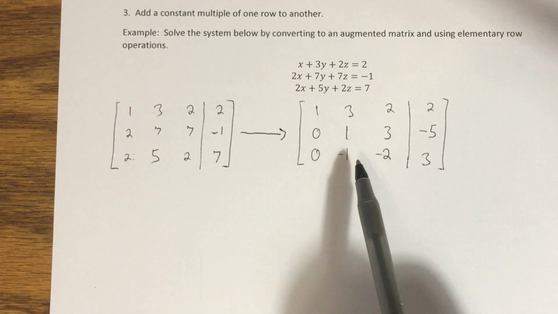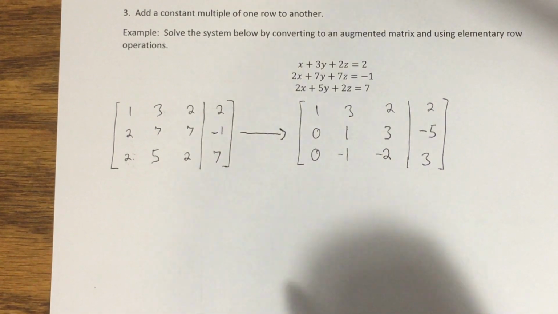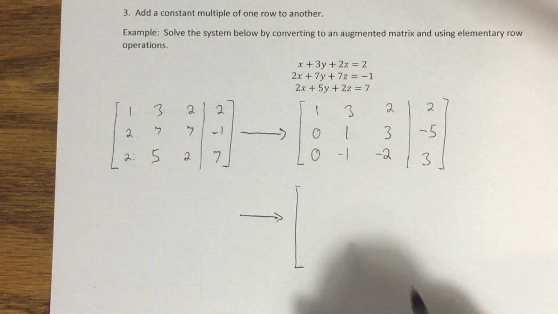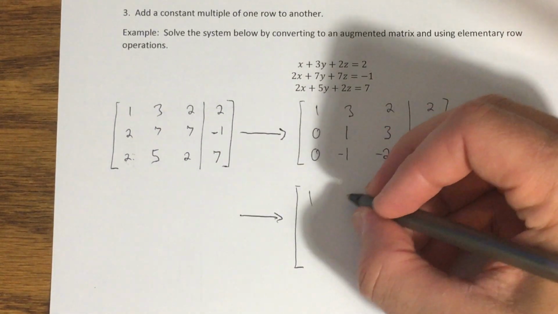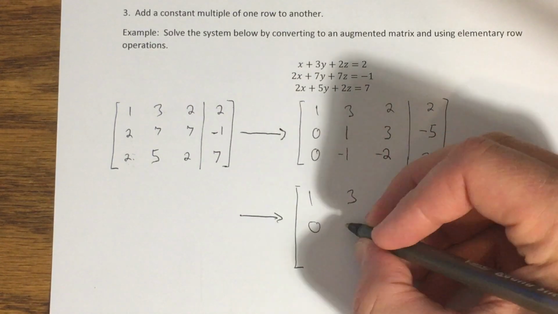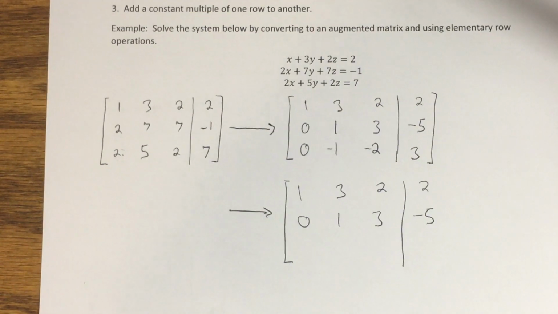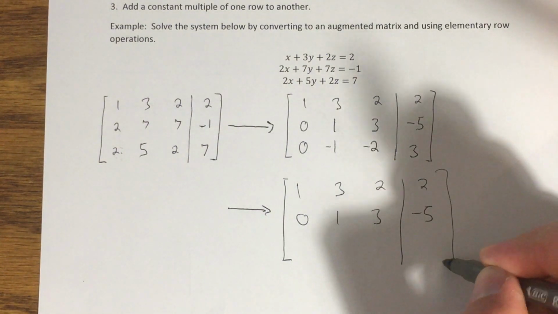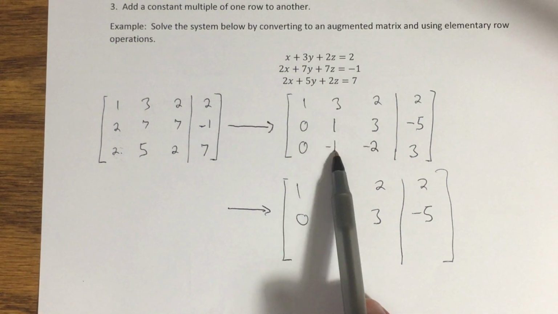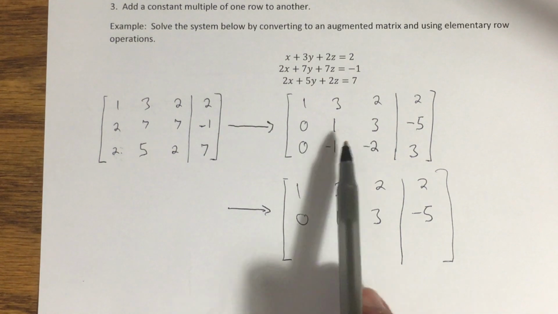Okay, so the next thing I need to do, since I already have a 1 here, is produce a 0 beneath it. So nothing's going to change in my first 2 rows. 1, 3, 2, 2, 0, 1, 3, -5. Okay, but notice if I were to simply add this row to this one, it's all set up already for eliminating this and making it a 0.